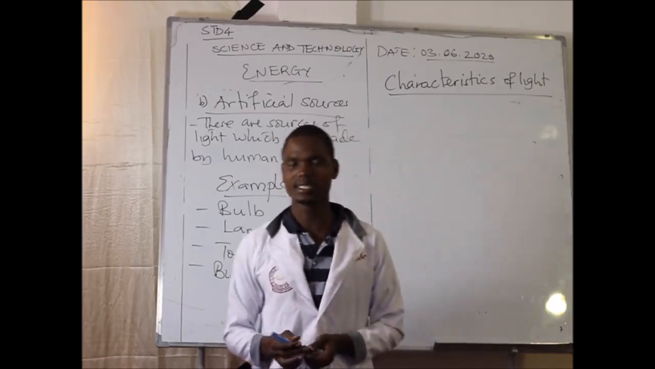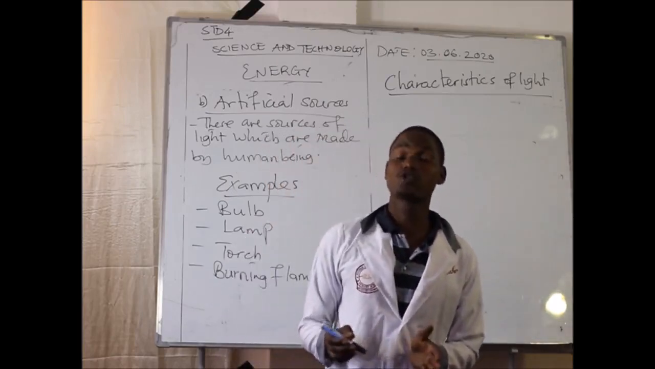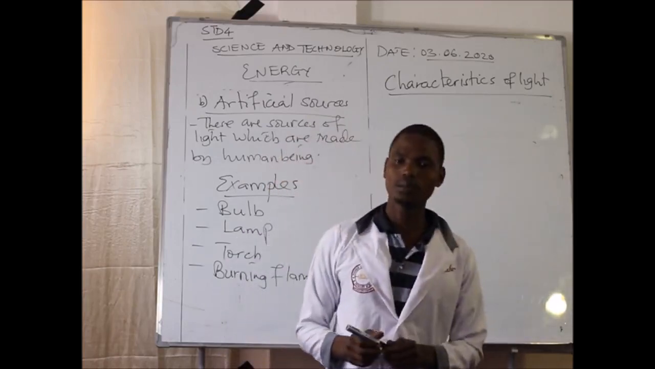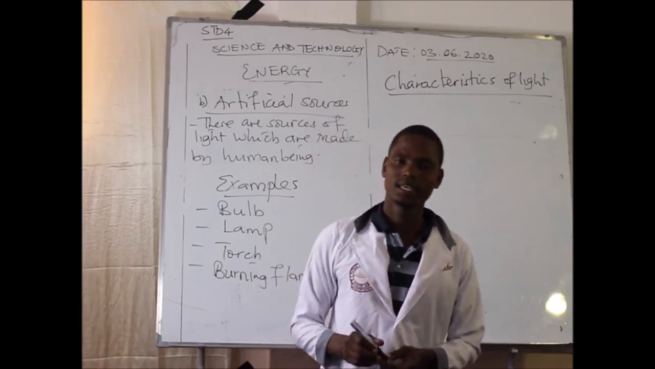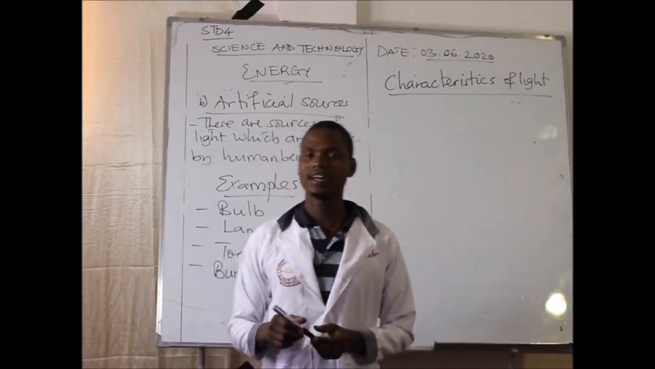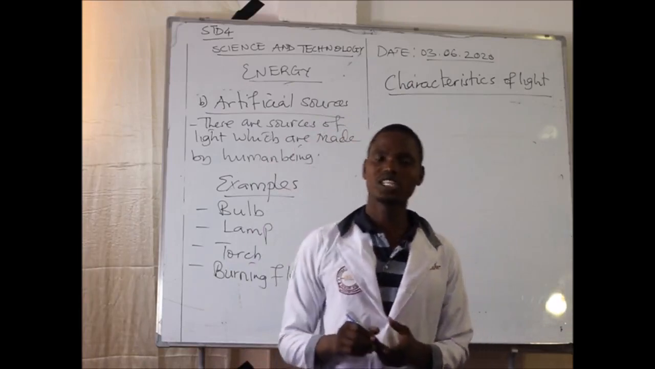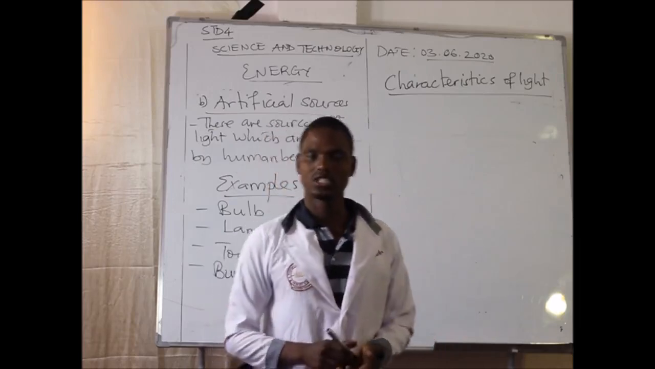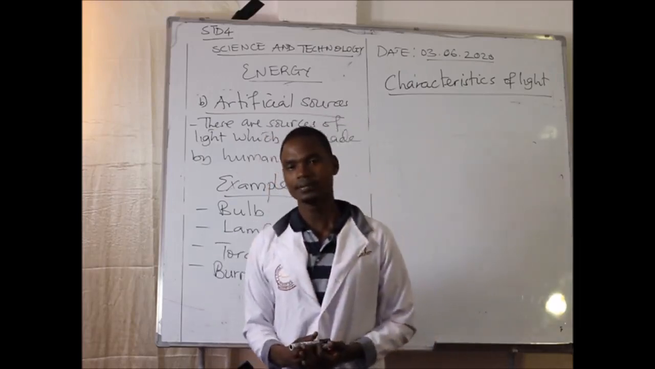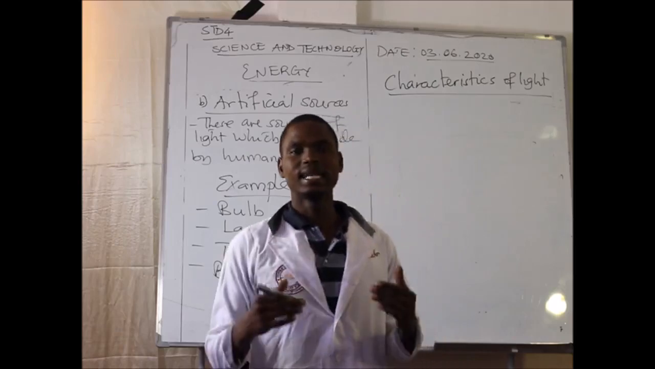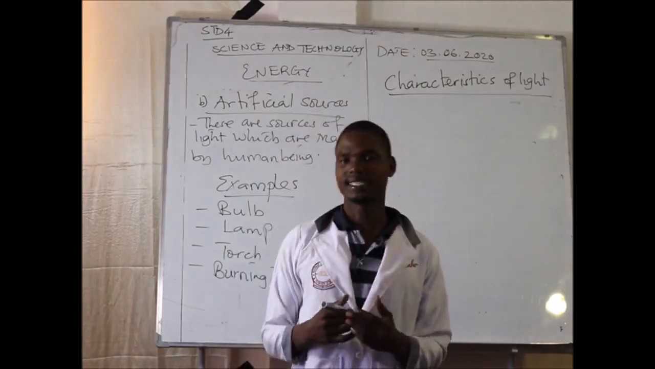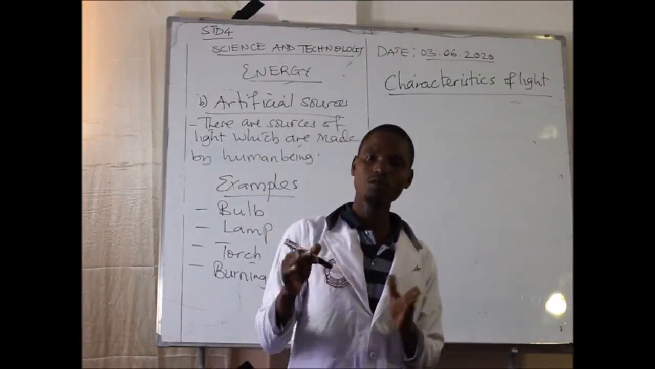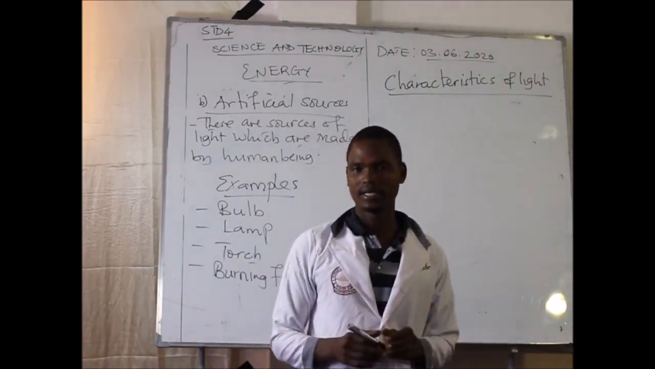The second characteristic is that light can be absorbed by black color. The third one, light can be reflected when it falls on a shiny object. Shiny object may be a mirror, it is a shiny or polished object. The other thing, light can be refracted. Light can be refracted when it moves from air to water.